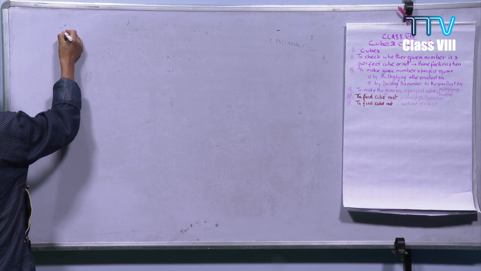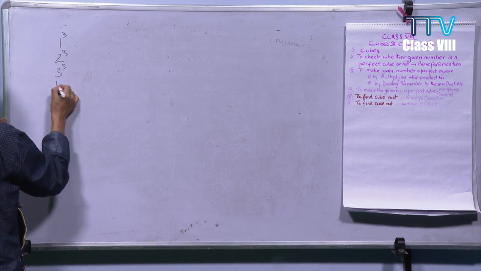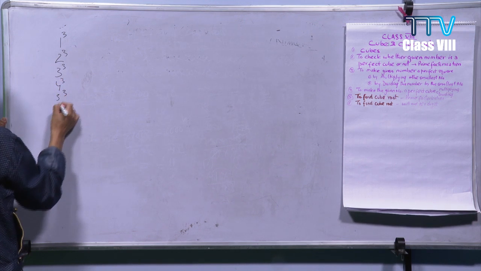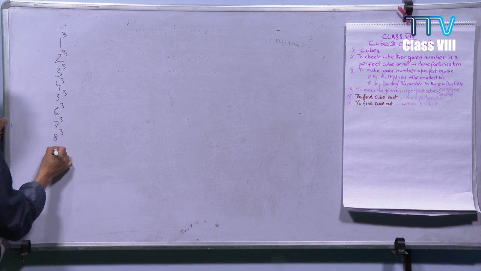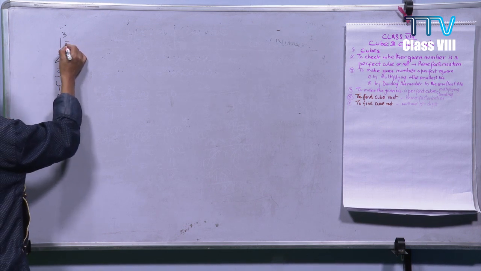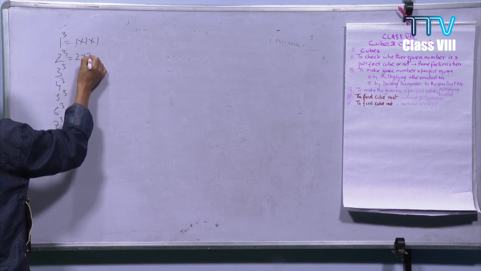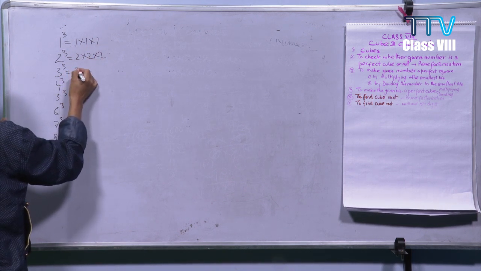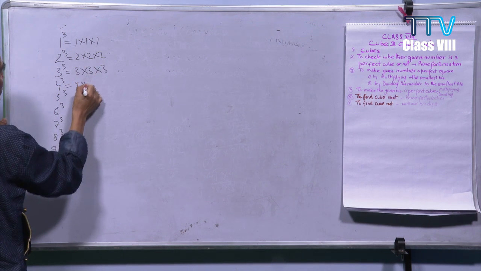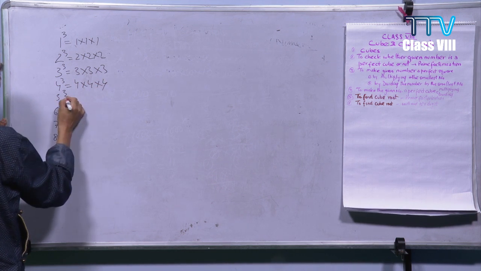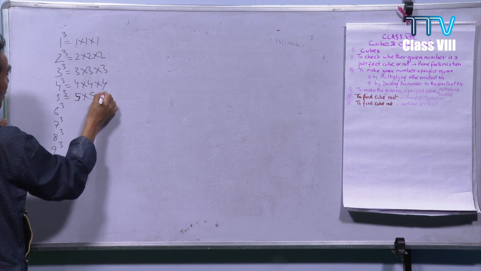First, the cubes of the first nine numbers: 1 cube, 2 cube, 3 cube, 4 cube, 5 cube, 6 cube, 7 cube, 8 cube and 9 cube. 1 cube means 1 multiplied by 1 multiplied by 1. 2 cube means 2 multiplied by 2 multiplied by 2. 3 cube means 3 multiplied by 3 multiplied by 3. 4 cube means 4 multiplied by 4 multiplied by 4. 5 cube means 5 multiplied by 5 multiplied by 5.